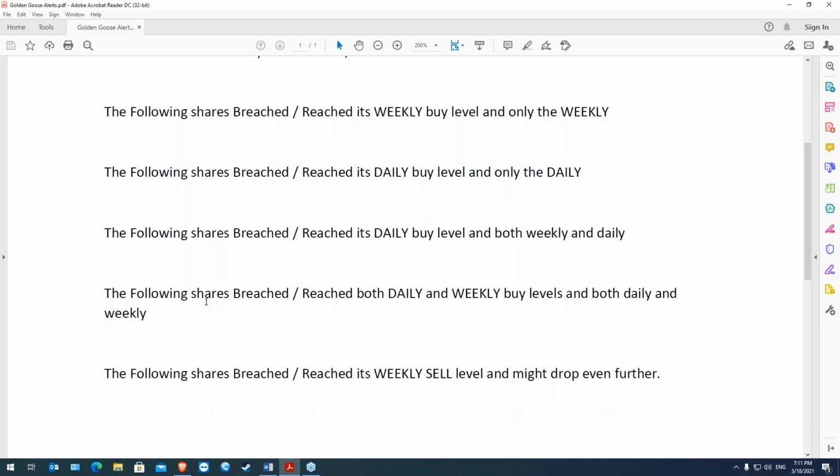And the next one would be "the following shares reach both daily and weekly buy levels", with the shares listed alongside it. So we'll say that KST and PSG and SSW, those types of shares, have breached the level on both of the lists. So these two SMS notifications are more or less similar. And then this one will say that the following shares reached their weekly sell level and might drop even further. So that's the weekly one. At the top, we had the daily one.